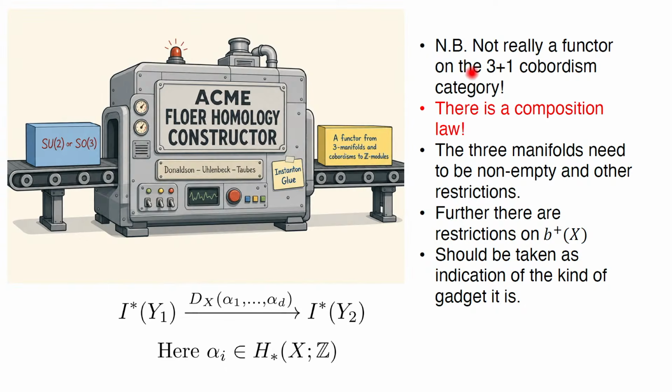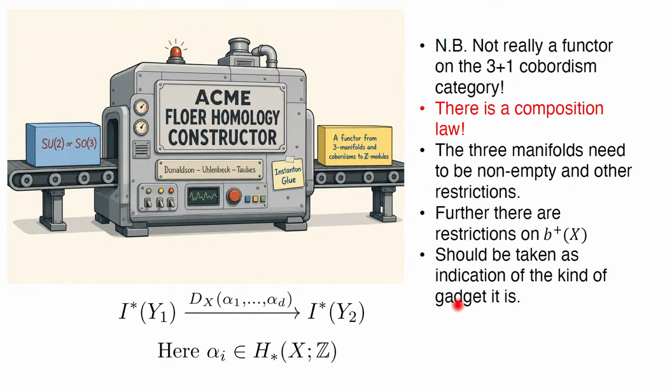So it's not really a functor on a cobordism category, but what's really important is that whenever you have a pair of cobordisms and a composite, as long as all 3 things are well defined, then in fact there's a composition law. So that's great. Maybe you don't need to worry about the category aspect of it, but that composition law is a really important idea.